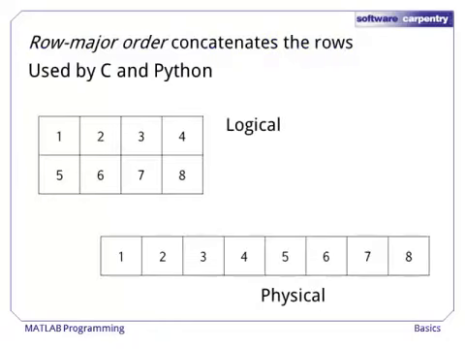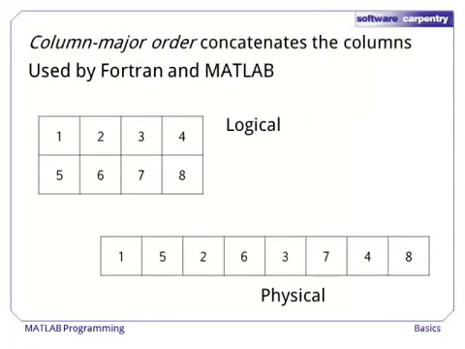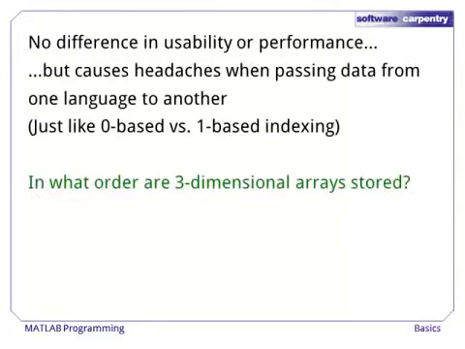One possibility is row major order, which concatenates the rows. This is the convention used in the C programming language and in Python, since Python is written in C. In contrast, column major order concatenates the columns. The Fortran language uses column major ordering, and since MATLAB uses many matrix manipulation programs from Fortran, MATLAB uses the column major ordering. As an exercise, see if you can guess how the two types of languages store three-dimensional or higher-dimensional data.